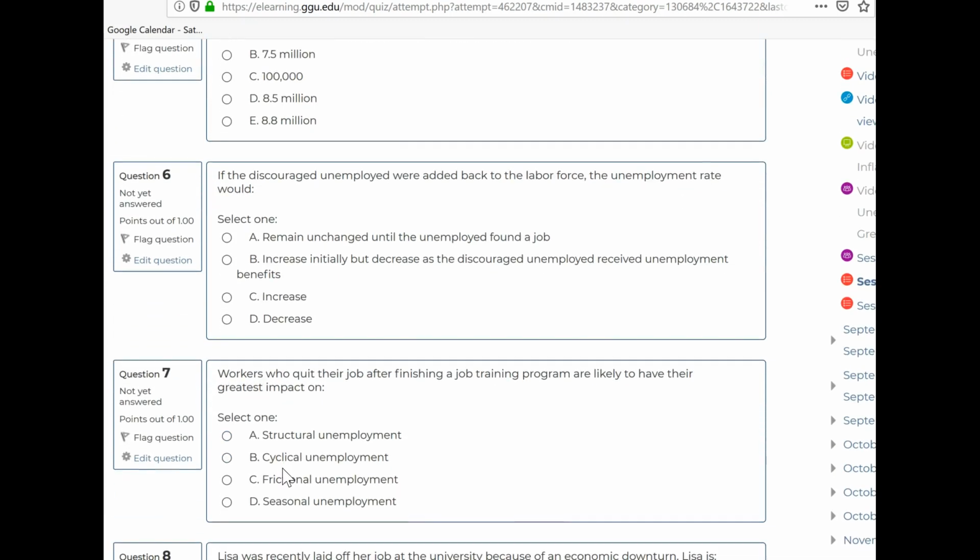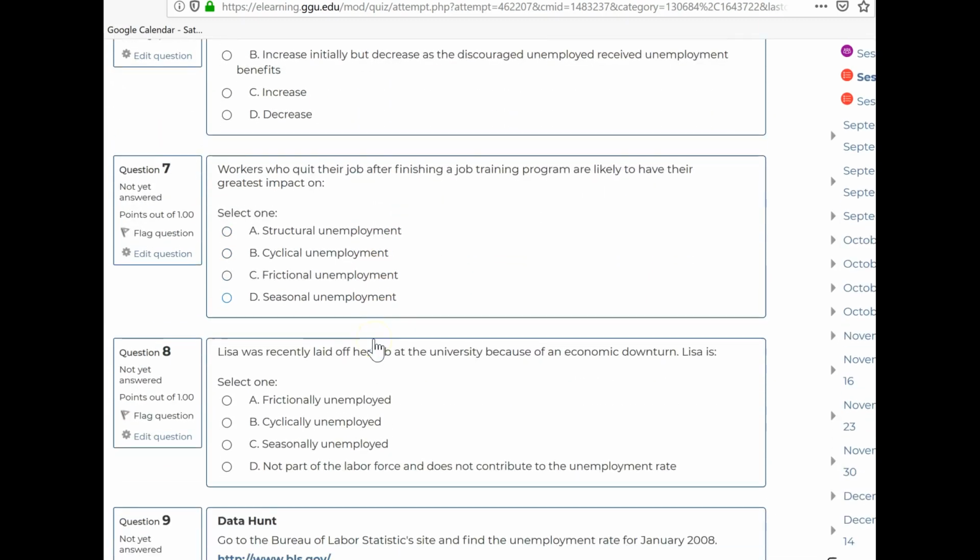Now for number 6, I ask if the discouraged unemployed were added back to the labor force, the unemployment rate. So I want you to figure out how discouraged workers impact the unemployment rate. If you are unfamiliar with discouraged workers, that is covered in the textbook, but basically these are people who, even though they're unemployed, even though they're in the country, are not counted as part of the labor force because they've stopped looking for work. So what would happen to the labor force when they're added back into that number?